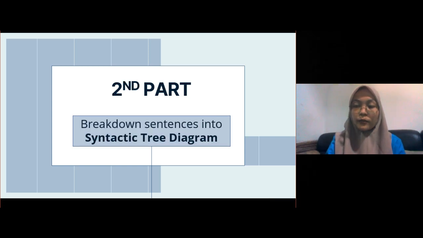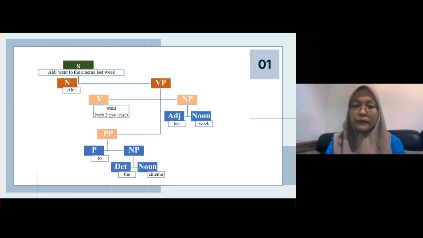So now I will explain the second part, which is breaking down sentences into syntactic tree diagrams. Number 1, the sentence: Aldi went to the cinema last week. Here is the tree diagram. The sentence is divided into two nodes, which are noun and verb phrase. Aldi acts as a noun, and below the verb phrase there are verb, prepositional phrase, and noun phrase.